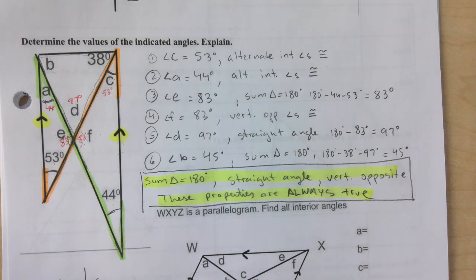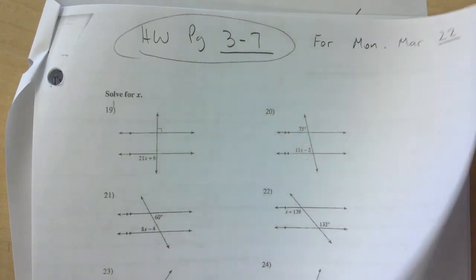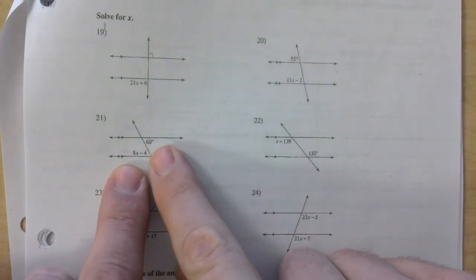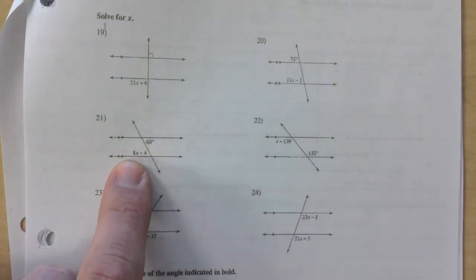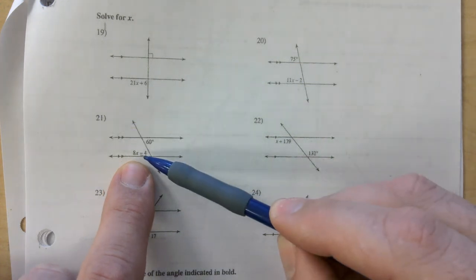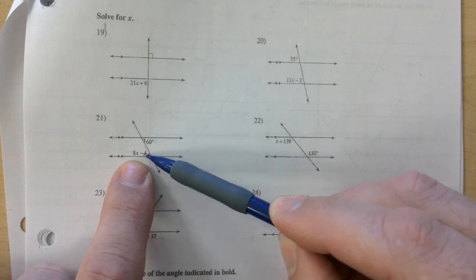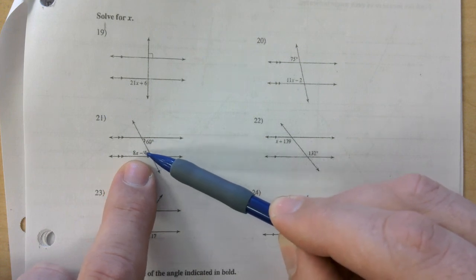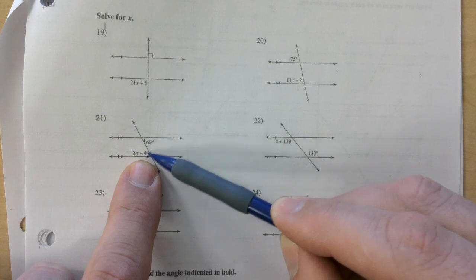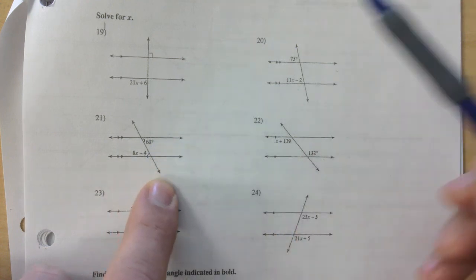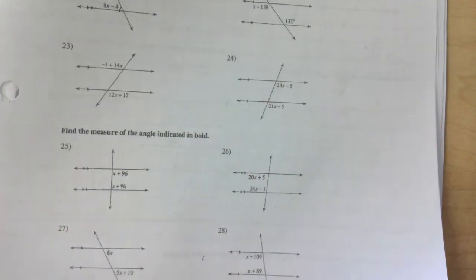Okay, let me just pause there. I'm just going to look at the homework. We have 9 minutes. Let me just prepare you a little bit. So these ones are solving for X kind of scenario, right? So you just use the same property, right? These here, for example, are alternate interior. We know that they're congruent. So 8x minus 4 is equal to 60, right? And then you solve for x that way. So just apply what you've learned and try that. It's very important for you to know.